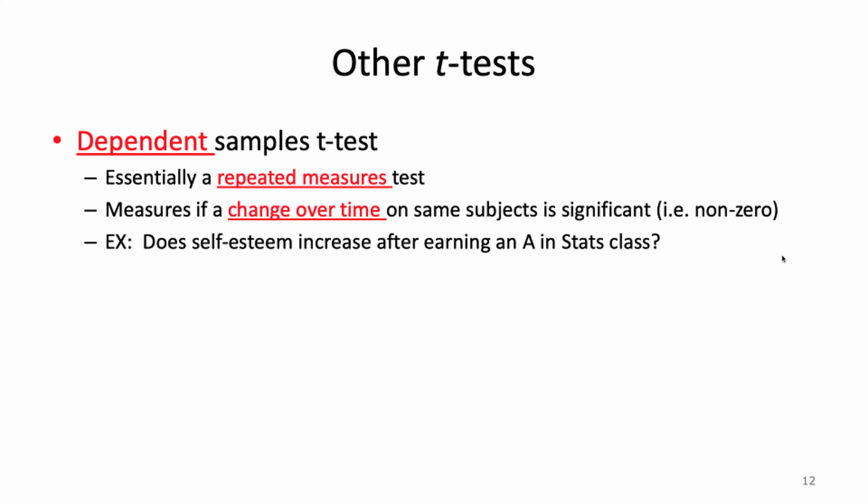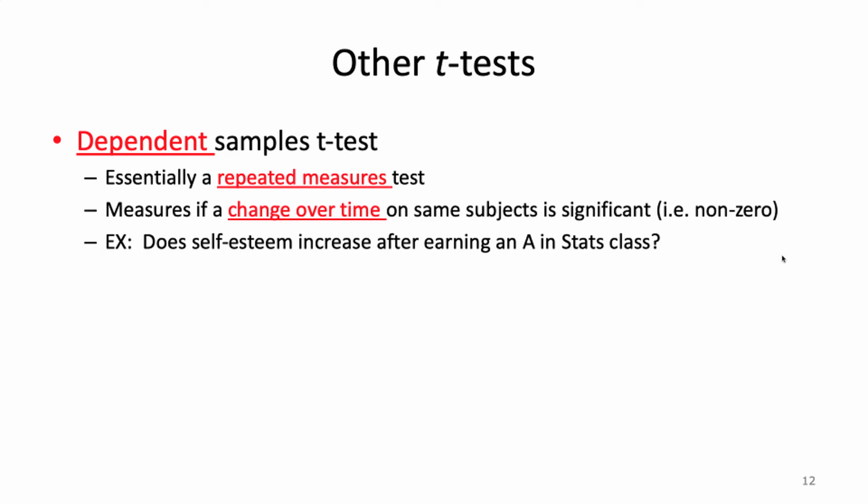Okay, as I alluded to earlier, there are other types of t-test. Other than just the independent samples t-test, there is a dependent samples t-test. This is just essentially a repeated measures test. We're trying to determine if a change over time on the same sample is statistically significant, that is non-zero. So the example here is, does self-esteem increase after earning an A in stats class? It might for some, okay?